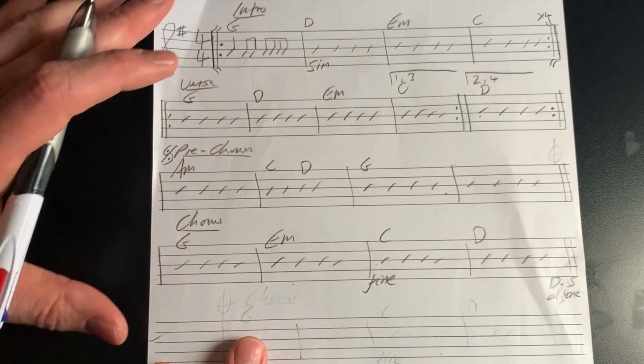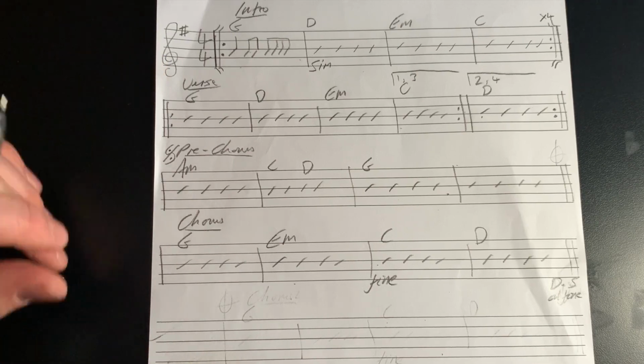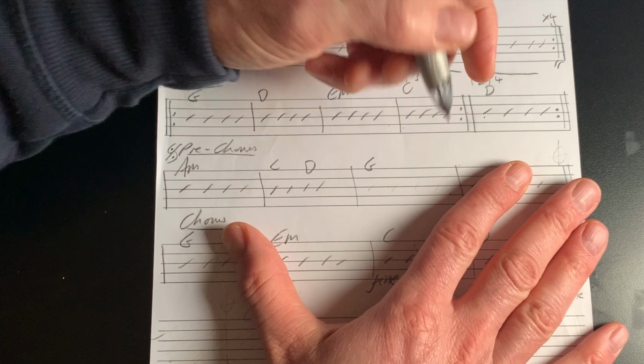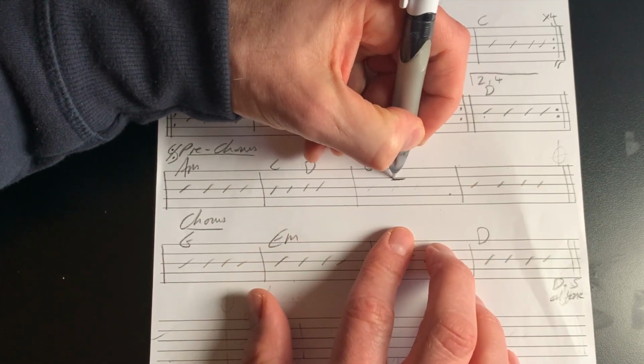So that's a very basic sheet. There are other things to watch out for. You might get something like this. Let's imagine you've got a bar with this little rectangle hanging from a line.